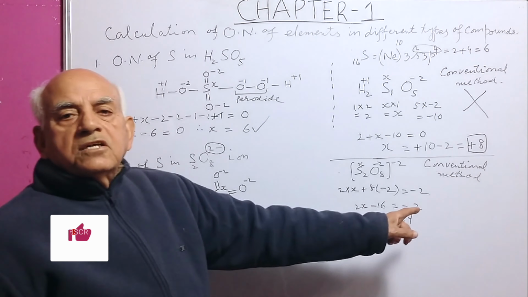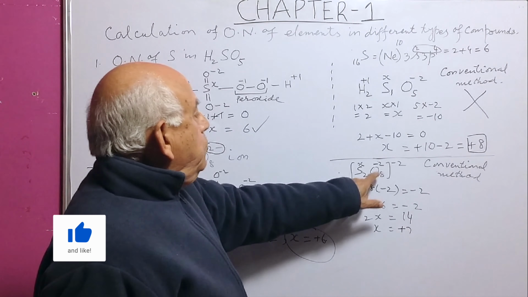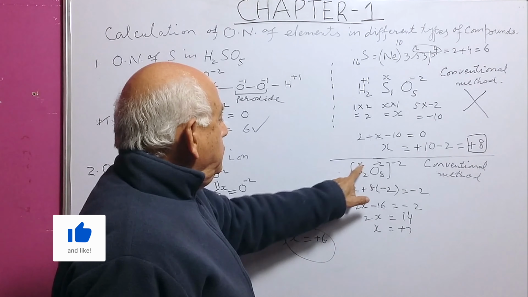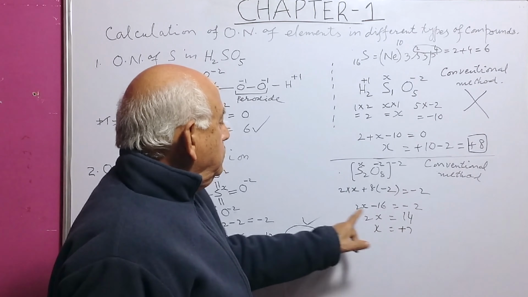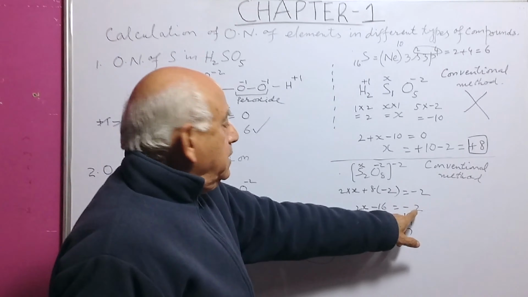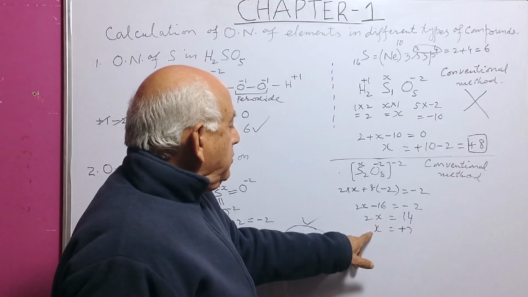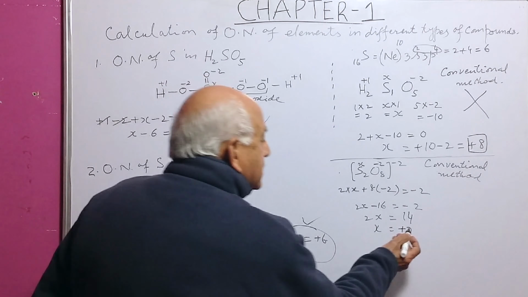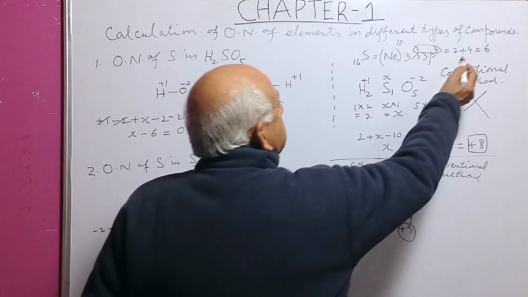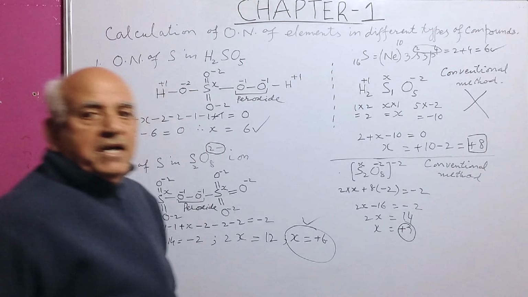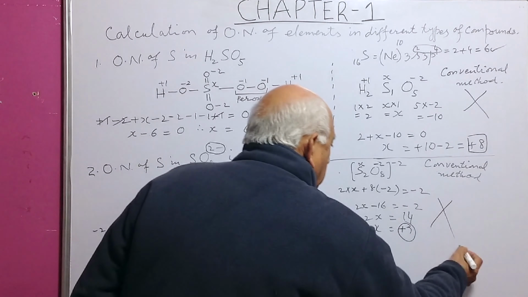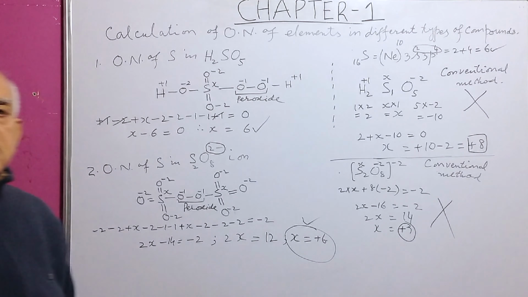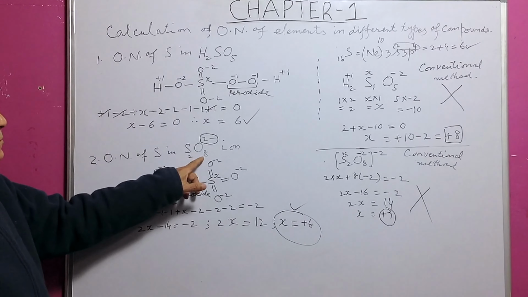Come towards the conventional method. S2O8 2 minus, 2 into X plus 8 into minus 2 is equal to minus 2. 2X minus 16 is equal to minus 2. Therefore, X is equal to plus 7. This plus 7 is more than 6, the number of valence electrons. Hence, this conventional method cannot find out the oxidation state of sulfur in S2O8 2 minus.